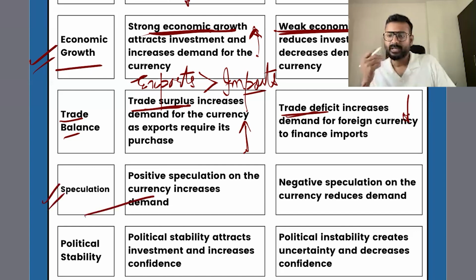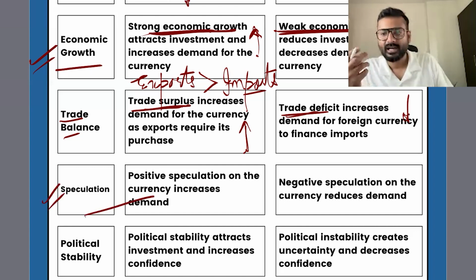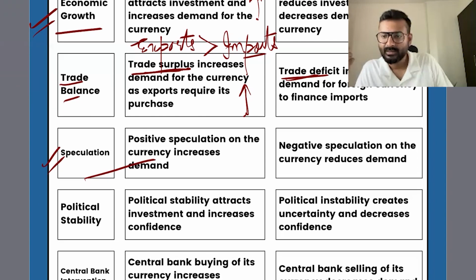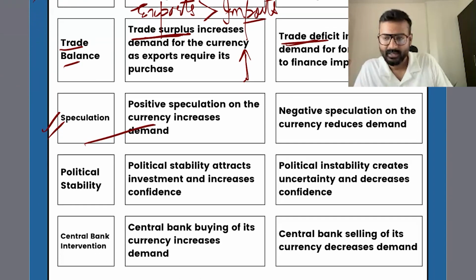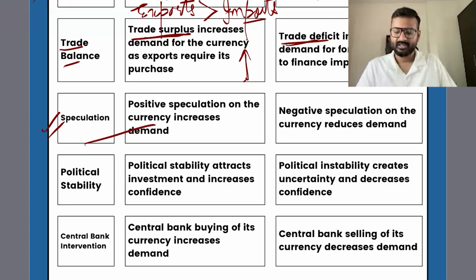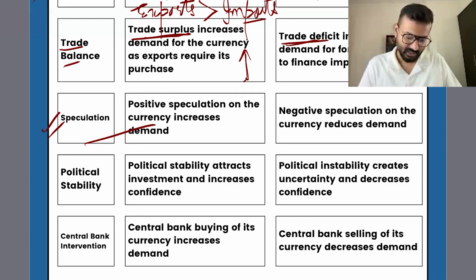Next, let's talk about speculation. Speculation is what an investor or a trader believes about what will happen in the future, right? So if there is positive speculation, that is, an investor feels that in future the rupee will appreciate, he will buy more and more rupees because he wants to make money, right? And once he's buying rupees, demand is also increasing. So positive speculation leads to appreciation, negative speculation leads to depreciation.